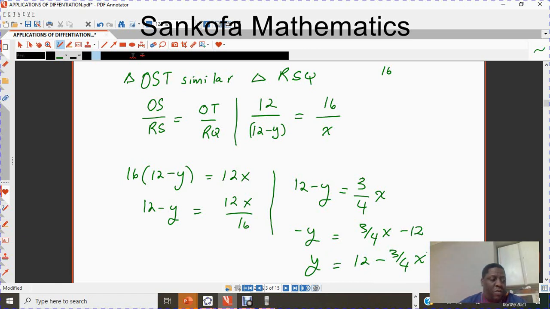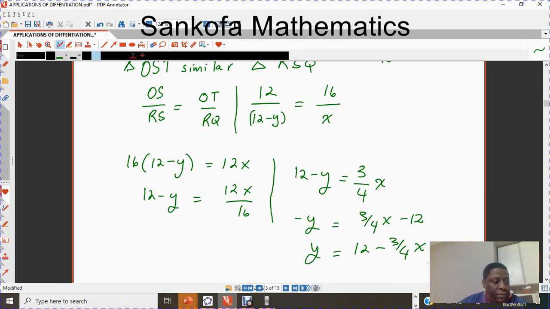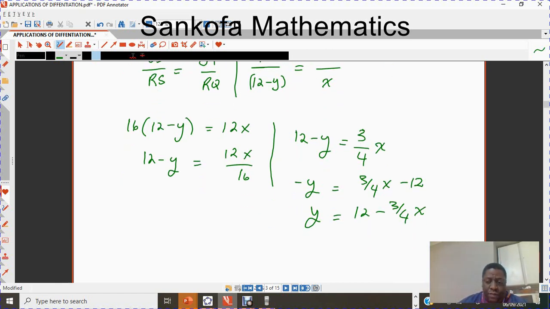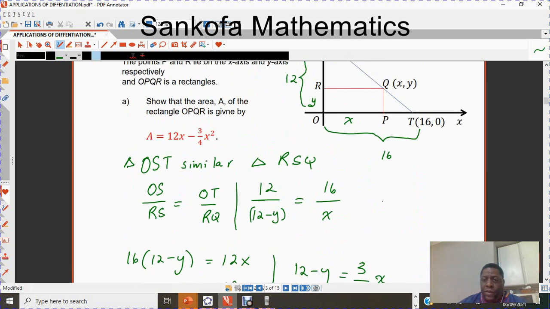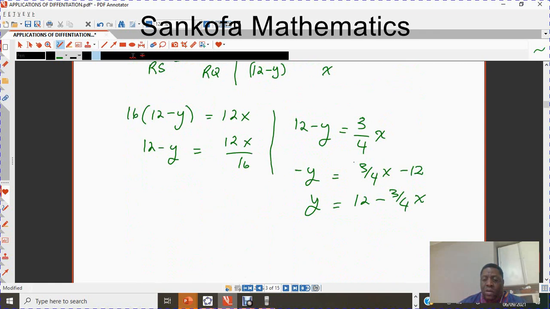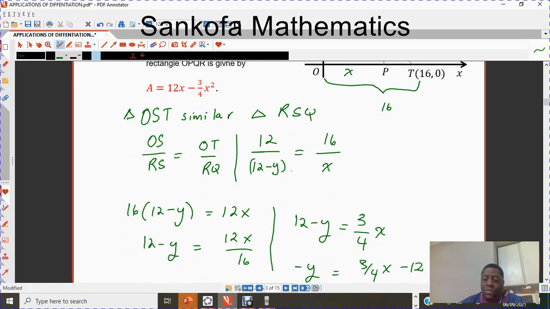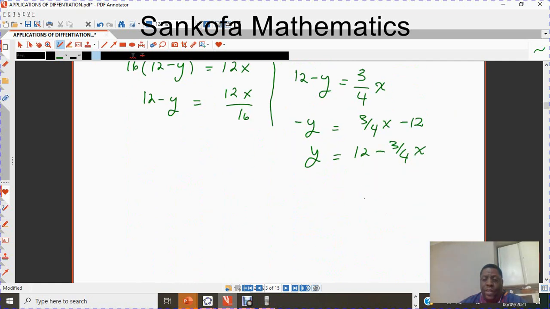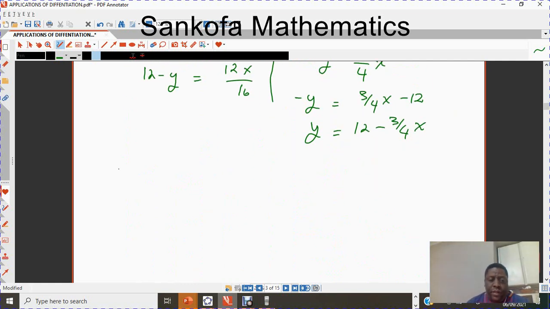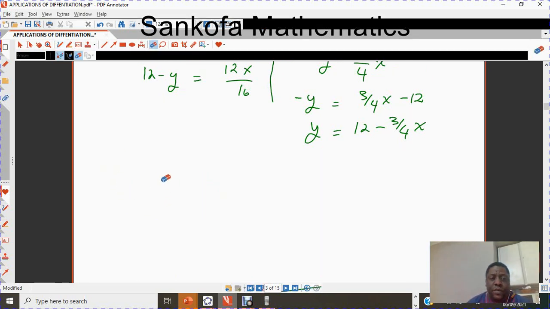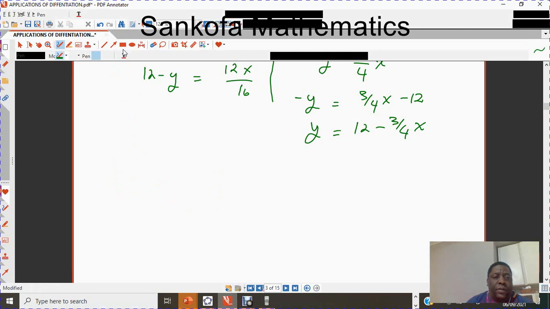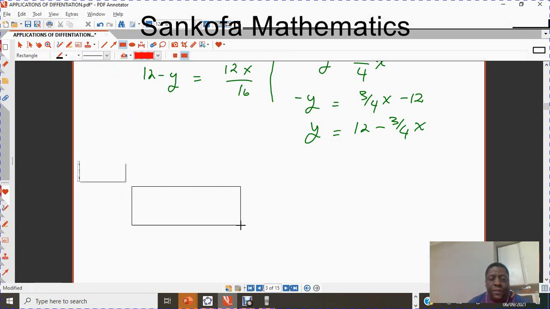Now that we have our value of y, we can use it to calculate the area of the rectangle. That's going to be y times x, and once we do that, we should arrive at 12x minus 3/4 of x squared. Let's just bring it in here.